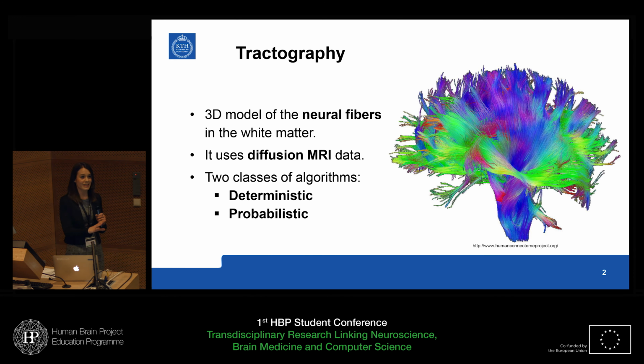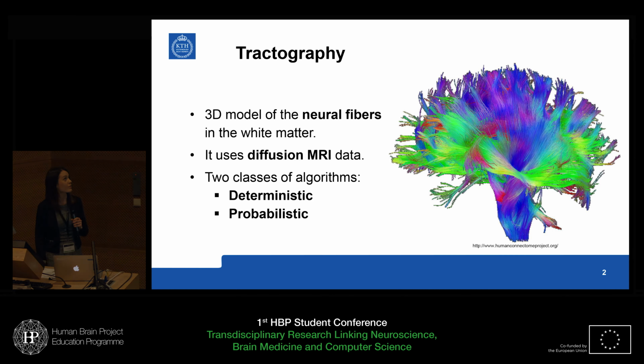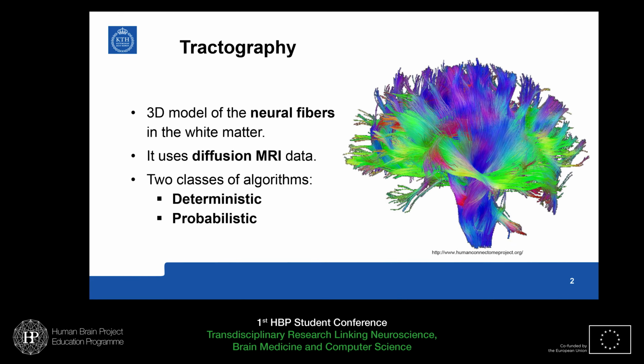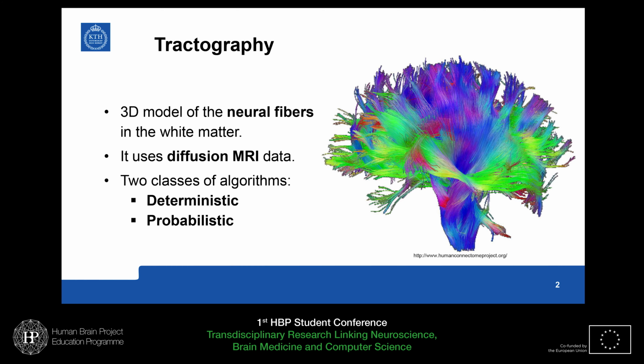Probably many of you have already seen these nice, colorful 3D models that are the result of tractography. They are created using diffusion MRI data, and they represent a set of neural fiber bundles that we have in the white matter and in the brain, in our specific case.